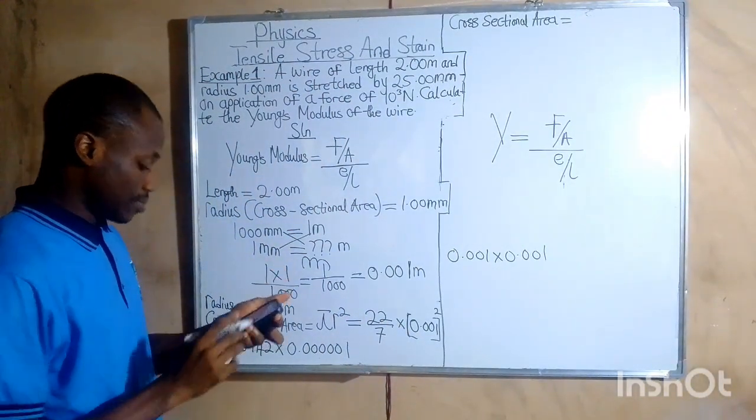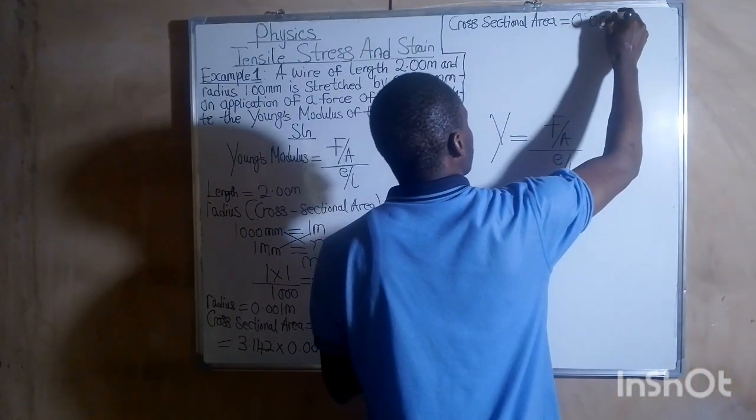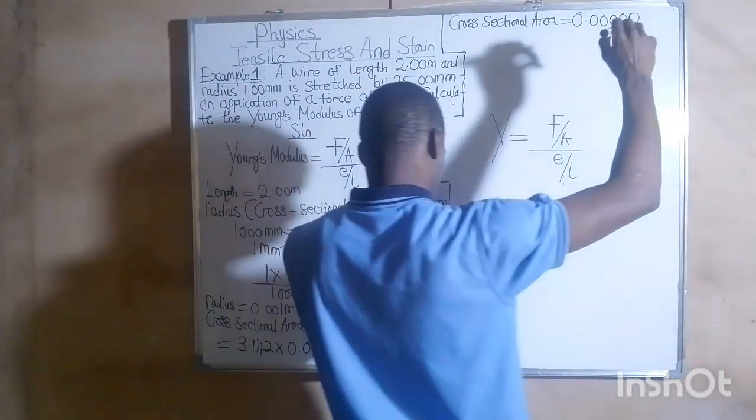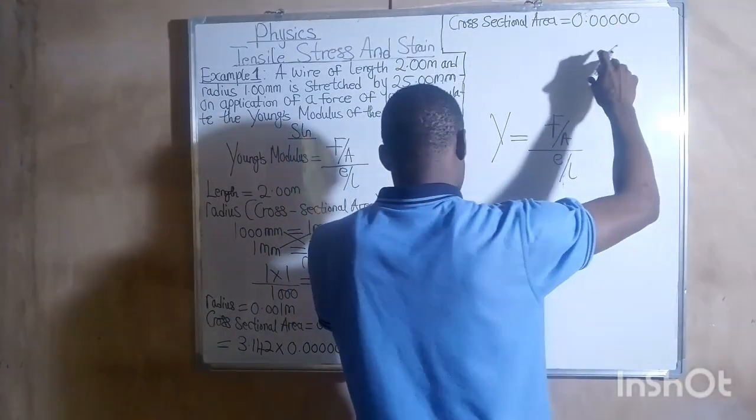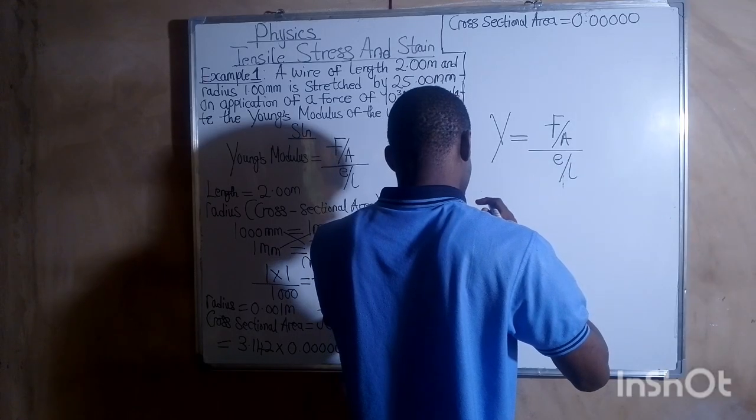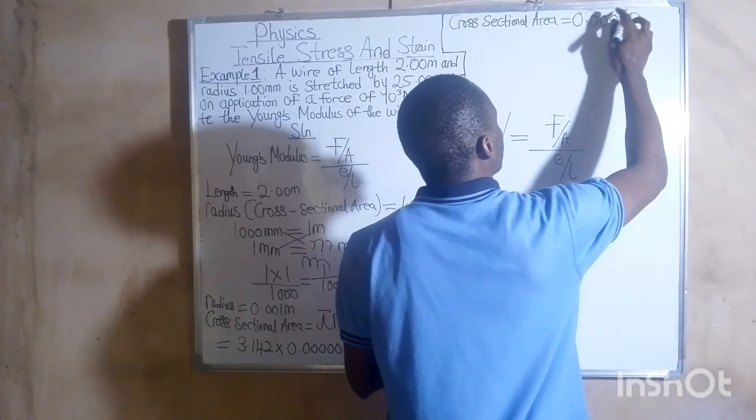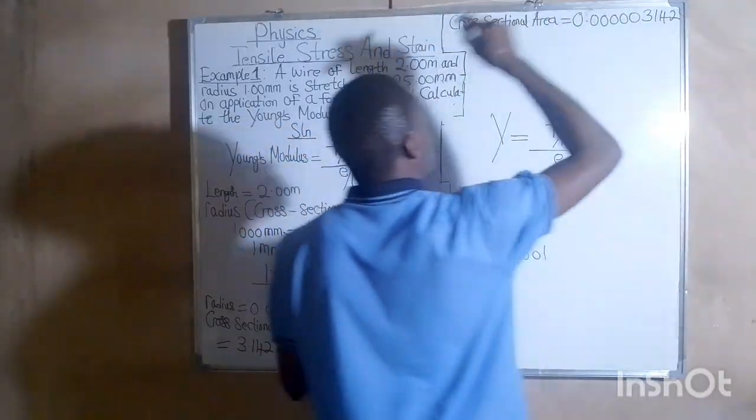I believe if you times it, this is what I'm getting. I'm getting 0.00000. That should be 3.142. 1, 2, 3, 4, 5. Yeah, 1, 2, 3, 4, 5. Then 3, 1, 4, 2. Right? Yeah.